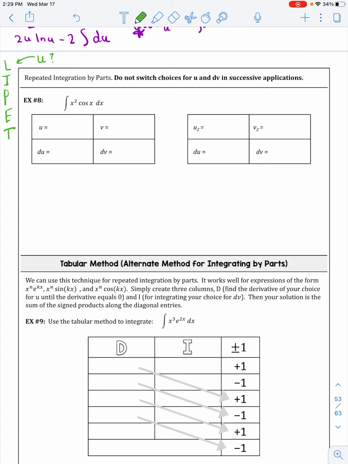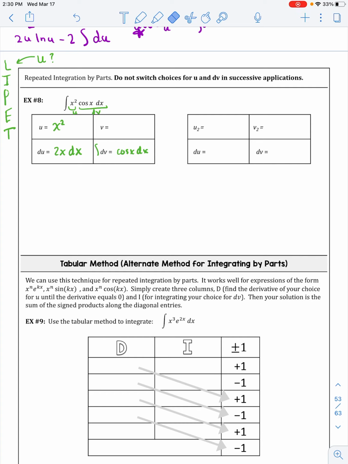So, this first one is the integration of x squared cosine x dx. Polynomials come before trig for our u, so our polynomial is going to be our u. Our du is 2x dx. That leaves cosine x dx, because remember, this has to be the integral of u, and then the whole thing left would be our dv.